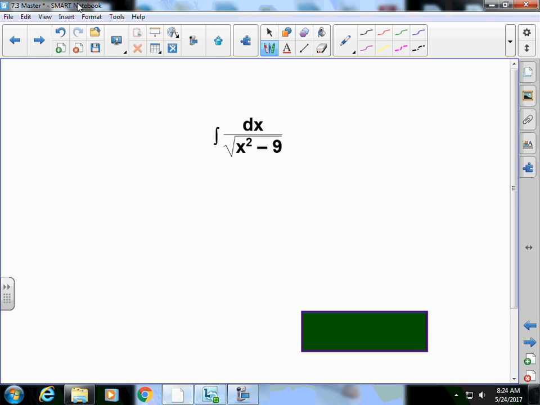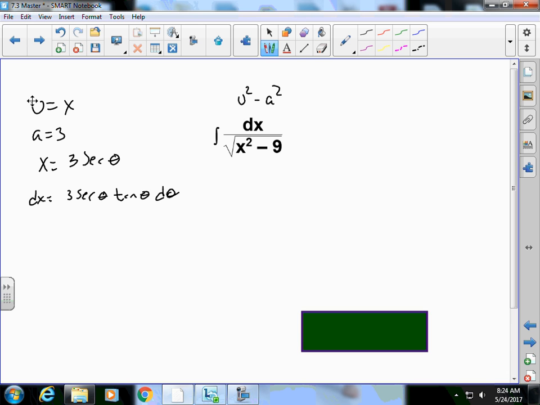So here we are. We're looking at the integration of dx over the square root of x squared minus 9. We could say that u is equal to x, a is equal to 3, and that means that we have x is equal to 3 secant theta, because this is in the form of u squared minus a squared. All right, so if x is equal to 3 secant theta, then dx is equal to 3 secant theta tangent theta d theta. And that's what we were doing before.